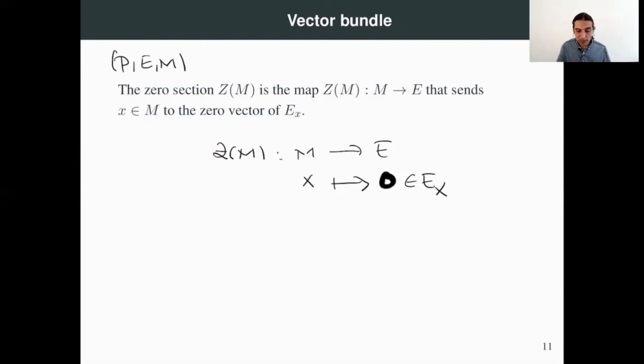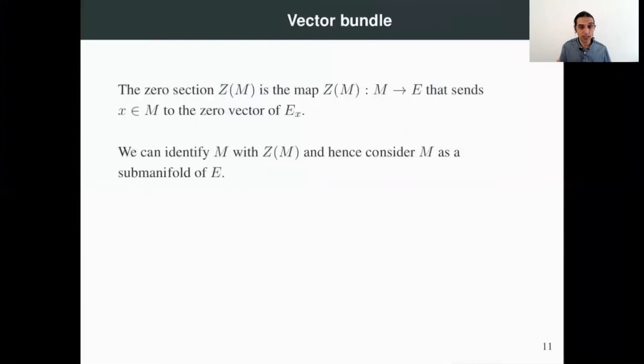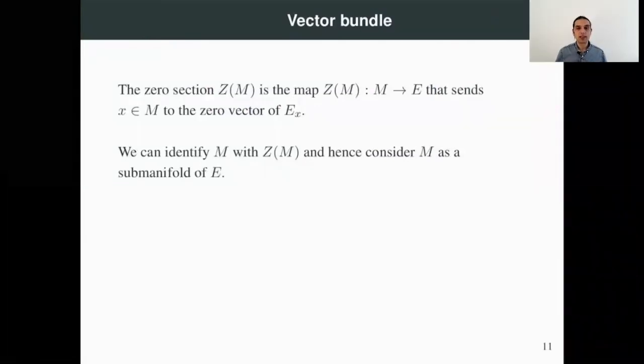Indeed, in this way, we can consider M as a subset of the total space because we can identify M with its image by the zero section. And in this way, we can consider M as a submanifold of the total space E.